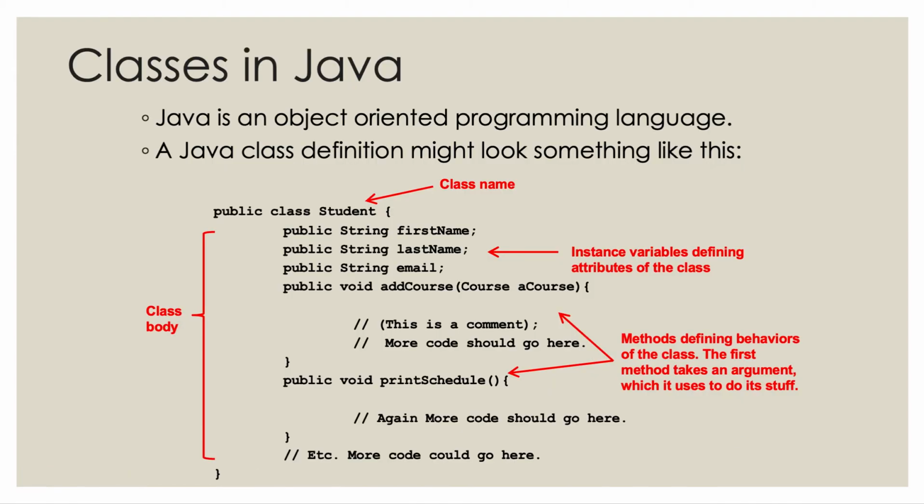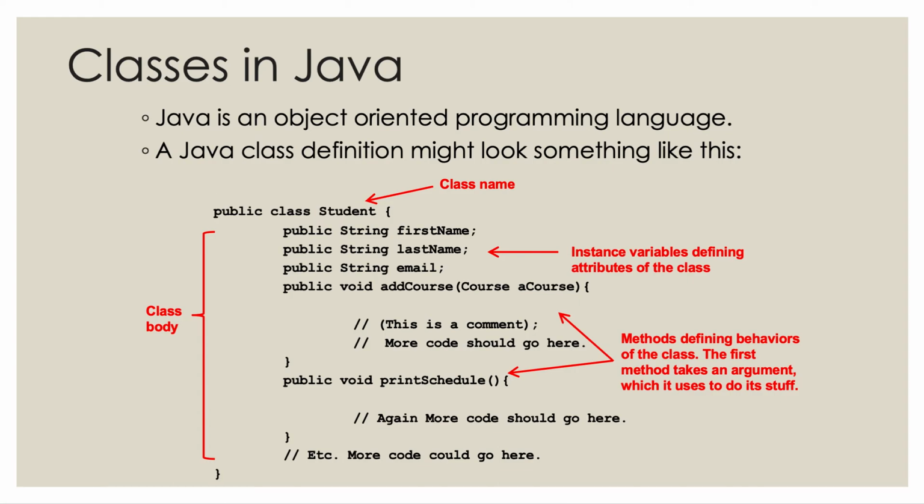Let's look at classes in Java. Java is a strictly object-oriented programming language. And as you saw earlier in all our programs, even for a hello world, we used a class. So we write all our programs in a class. A Java class definition might look like this.